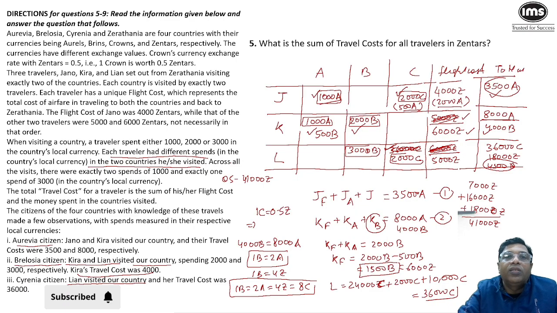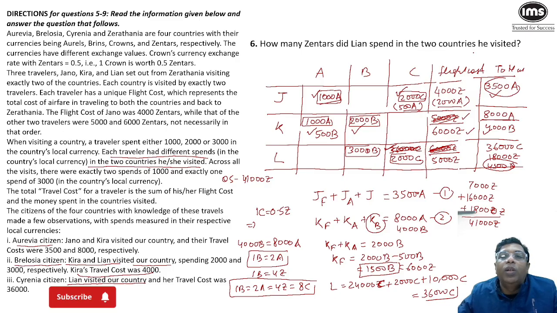Look at the next question. How many Gentas did Leon spend in the two countries he visited? So Leon spent 3,000 B, which means 12,000 Z, plus 2,000 C means 1,000 Z. So you can clearly say this value has to be 13,000 Z. So the answer has to be 13,000.